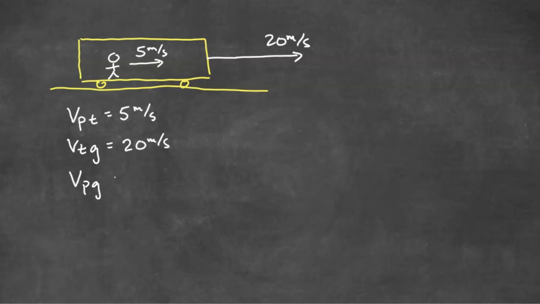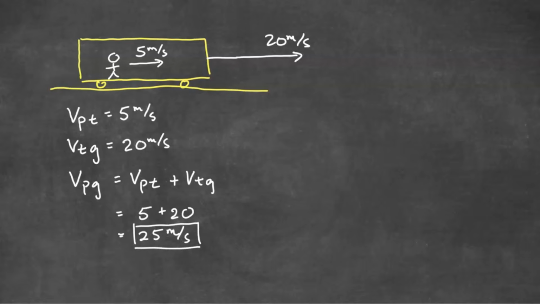So the subscript on the right-hand side should start with the P and end with a G. The train will be in the middle. So we have VPT plus VTG. VPT is the velocity of the person with respect to the train, that's 5 meters per second. VTG is the velocity of the train with respect to the ground, and that's 20 meters per second. So 5 plus 20, and we get 25 meters per second.